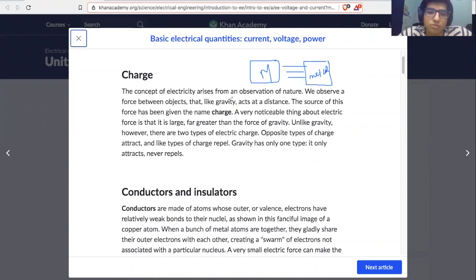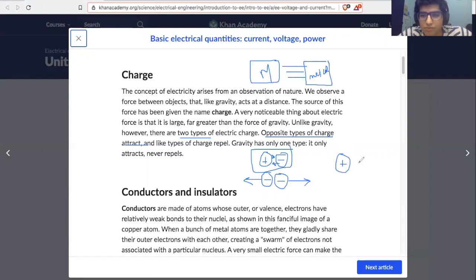And when charges of the same type, so for example, the two types of charges that they said, that is negative and positive. When they say opposite charges attract, they mean when you have positive and negative next to each other, they'll attract. And when you have negative, negative next to each other, they repel. Or even if you have positive, positive.